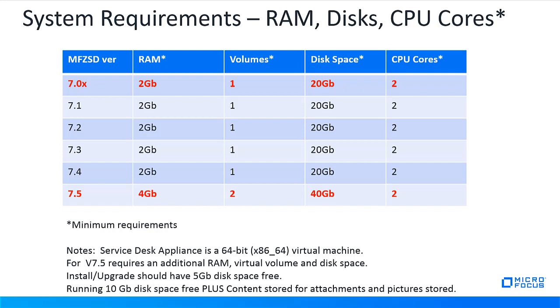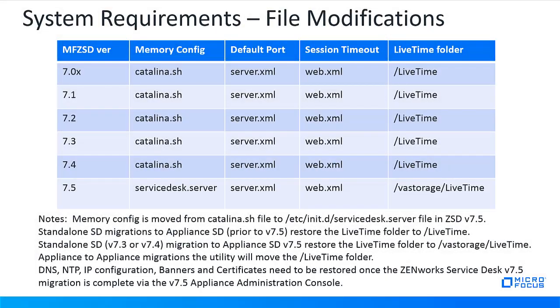And finally, we can check out our system requirement file modifications. Only if these system settings, memory, default port, session timeouts, or certificates were modified would you need to restore the settings to the version 7.5 appliance files to gain those configurations back after the migration. They are not carried forward by default. You do not need to modify them along the way, only the end results.